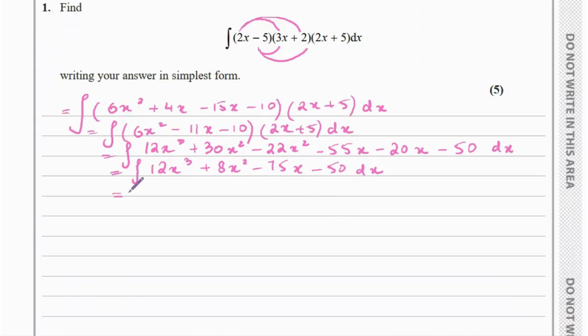So now integration, what we do is we do the opposite of differentiation. If you remember in differentiation, we would bring the power down and then subtract 1 from the power. So now over here, we're going to add 1 to the power and then divide the term by the new power. Once again, we add 1 to the power and then divide the term by the new power.